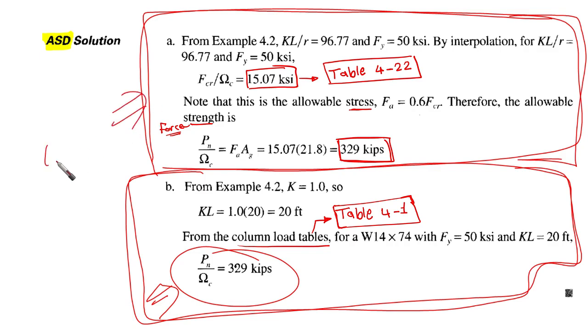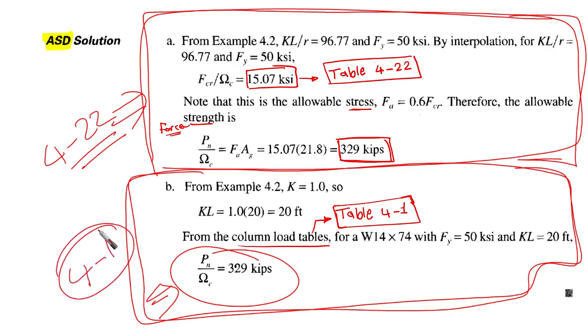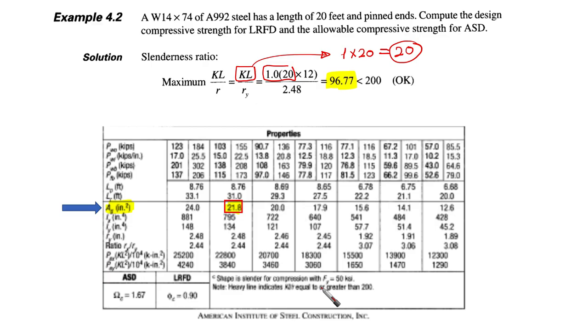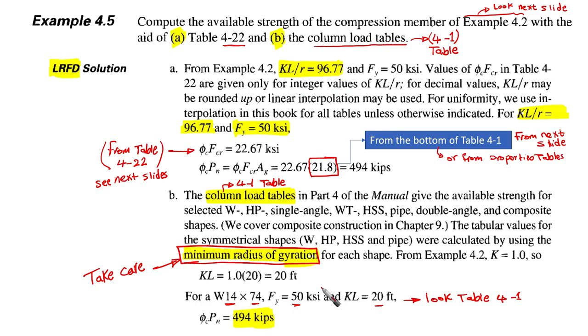We have table 4-22 here, and table 4-1 here, and we said that commonly it is easier to use table 4-1 because it directly gives you the design strengths if we are talking about LRFD, or the allowable strengths if we're talking about ASD. And this example gives you insight into how to use the tables in general for the column design, which is going to be taken in the next video.